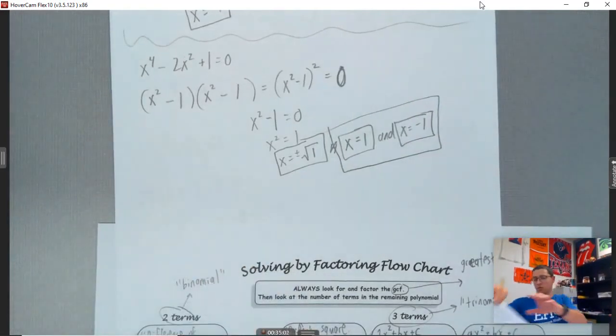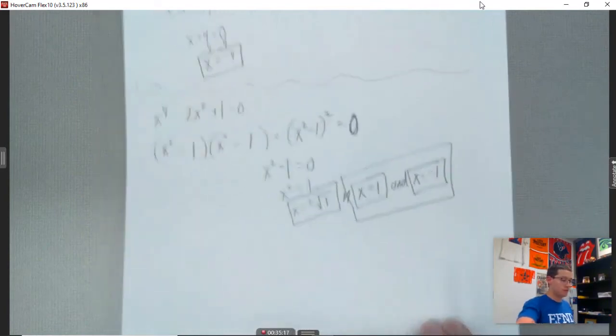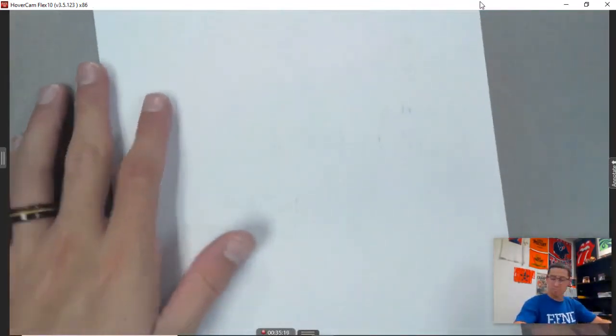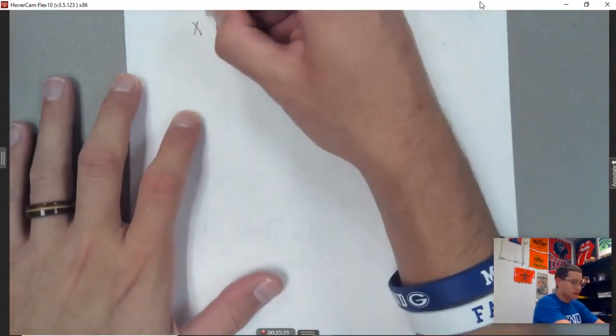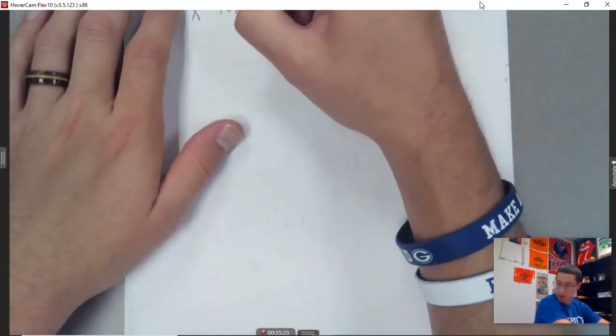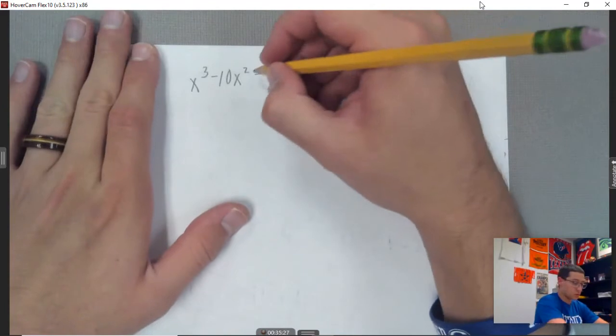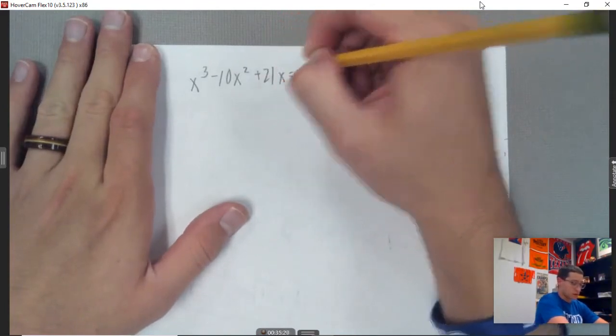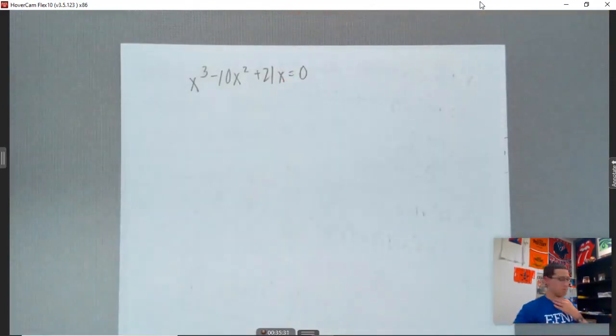All right, next one. Okay, let's do one like this. Yeah, let's do this one. This is a good one. Okay, x cubed minus 10x squared, and then plus 21x equals 0. So I'm looking for when that is equal to 0.